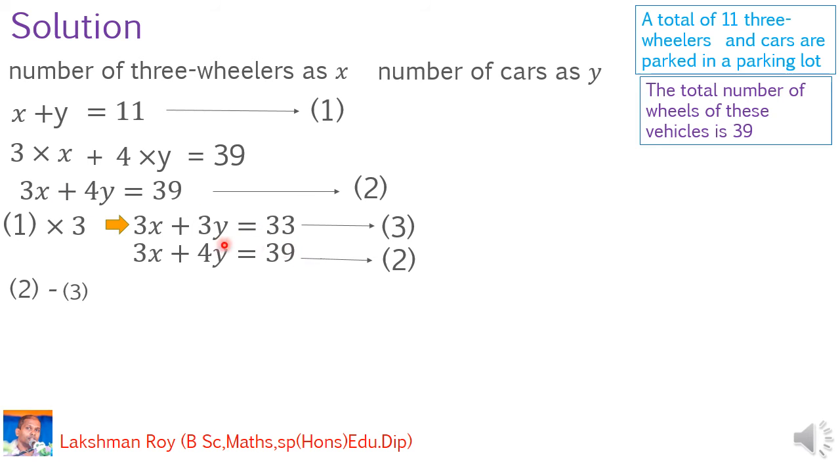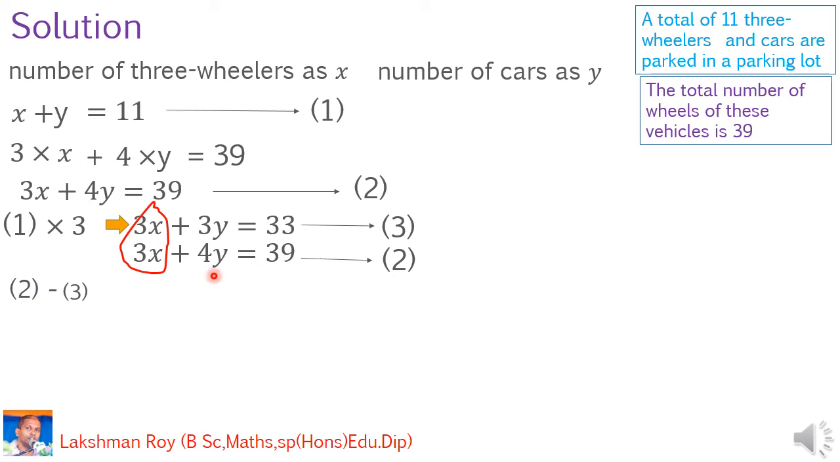Now what happened? See, 3x and 3x, so the x terms are equal, both positive. That means to remove this 3x, you can remove it by subtracting. So I decided to subtract. You can subtract the second from the third, or the third from the second, both are fine, and either way you remove the x term. I decided to subtract the third one from the second one.